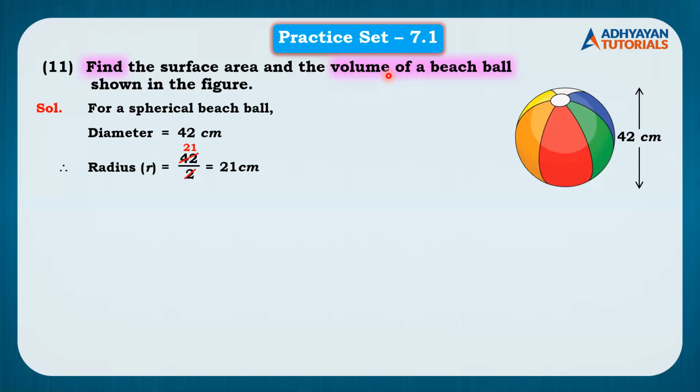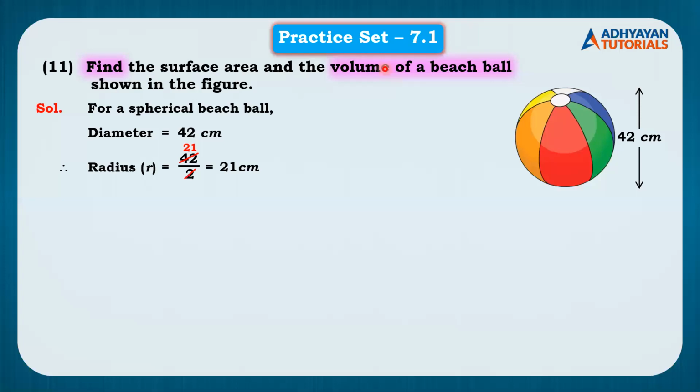There is no such thing. Why are we finding out volume? We can find out surface area first and then volume, or we can find out volume first and then surface area. That is all up to us. Is it clear? Students, tell me, a beach ball is nothing but a sphere.